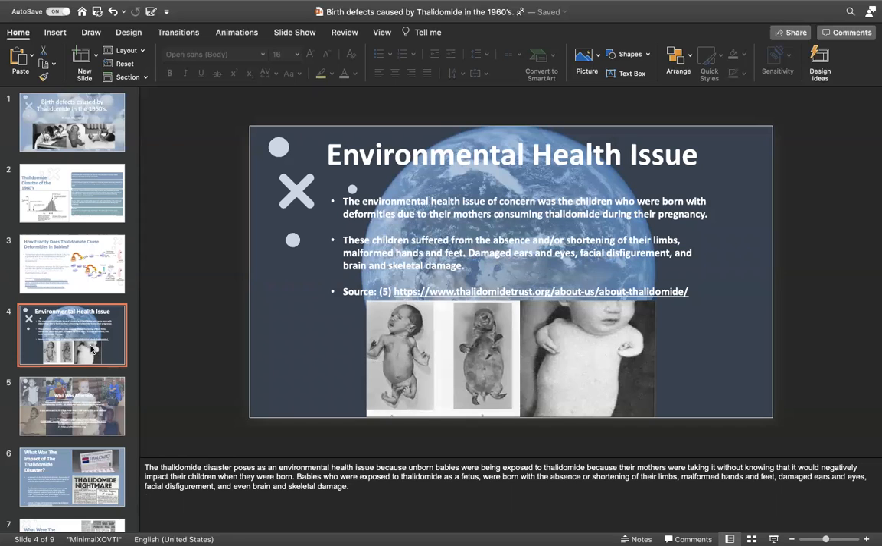The thalidomide disaster poses as an environmental health issue because unborn babies were being exposed to thalidomide because their mothers were taking it without knowing that it would negatively impact their children when they were born. Babies who were exposed to the thalidomide as a fetus were born with the absence or shortening of their limbs, malformed hands and feet, damaged ears and eyes, facial disfigurement, and even brain and skeletal damage. Over here, I have some pictures displaying some of these deformities in babies.